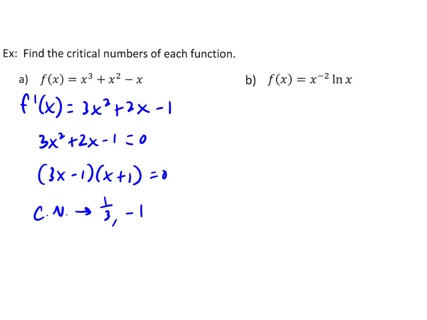Now, there's lots of different ways that you can do that. You can do it like this. You could say critical numbers, and then you could say x equals 1/3 or -1. Those kinds of things. We don't have to get crazy about it, but you have to indicate that you have found critical numbers and what those values are, and then we're in good shape. Okay?